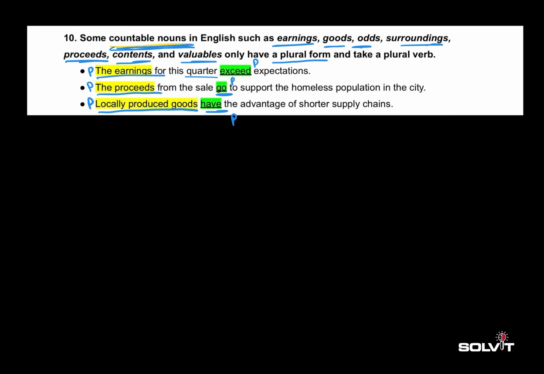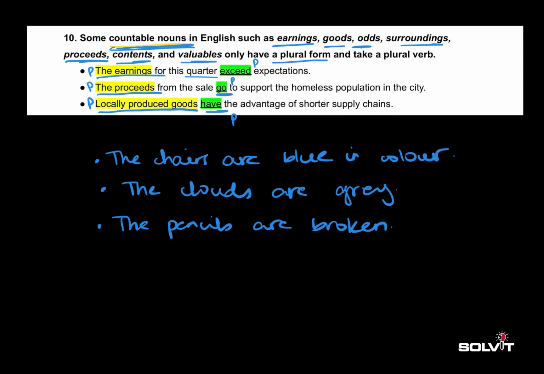Okay, we cannot say locally produced goods has the advantage of shorter supply chains because that will be incorrect because the verb will not be agreeing with the subject. Okay, so this is a countable noun, it will be plural, and hence the verb that goes along with it will also be plural. Okay, so this is true for any other countable noun used in the English language. For example, chairs, right? Chairs we know can be counted, clouds can be counted, pencils can be counted. Okay, so we're going to use plural verbs with these countable nouns.